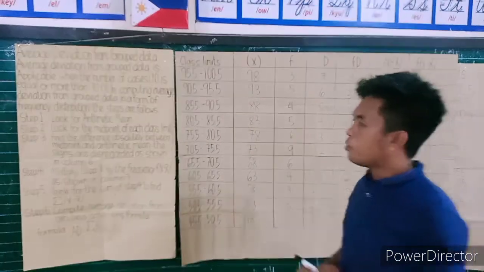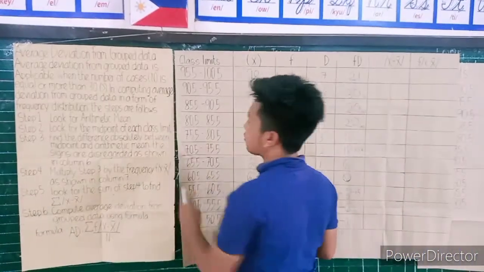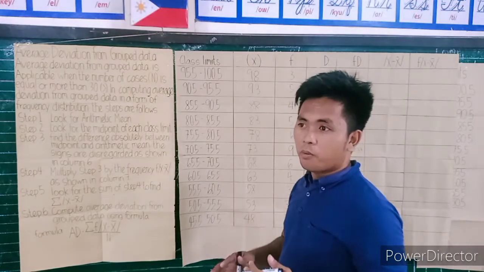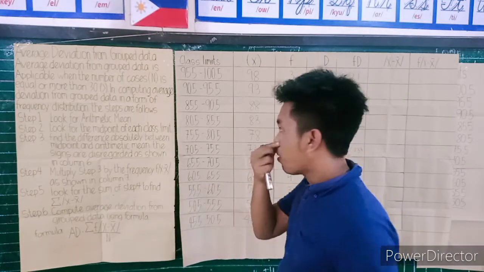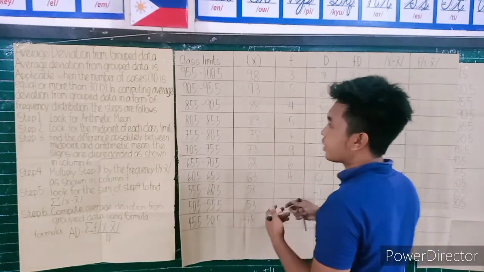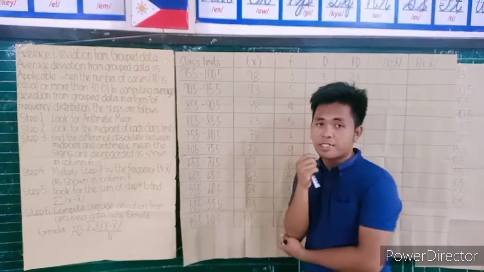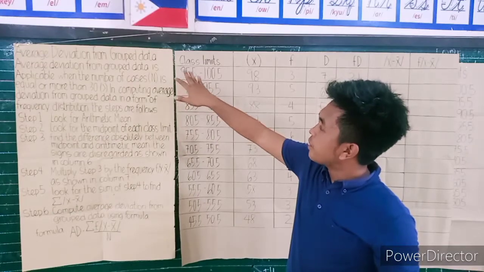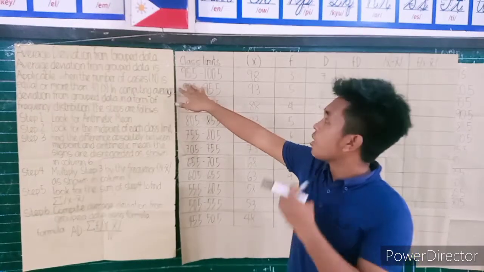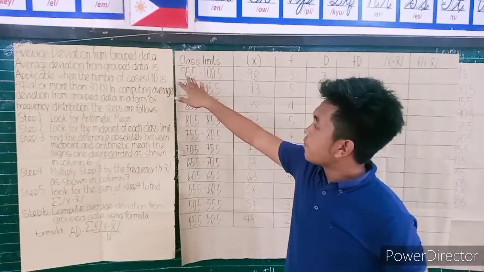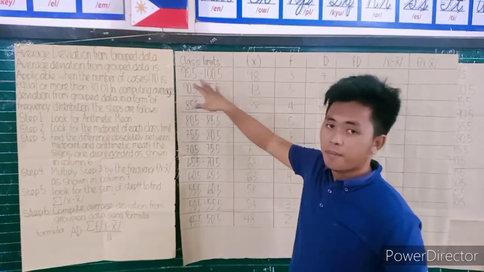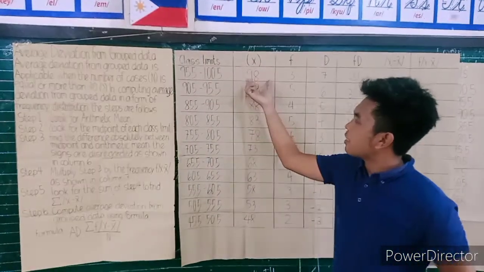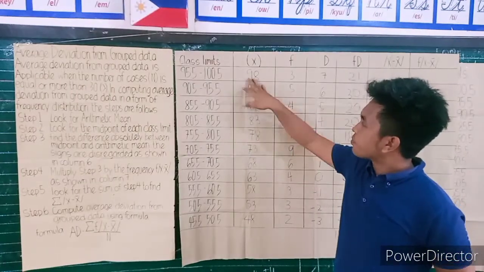Step 2, look for the midpoint of each class limit. So we are done in looking for the midpoint of each class limit. How do we get the midpoint of each class limit? We add the class limits. 95.5 plus 100.5 divided by 2. Okay? So that we are done in getting the scores.